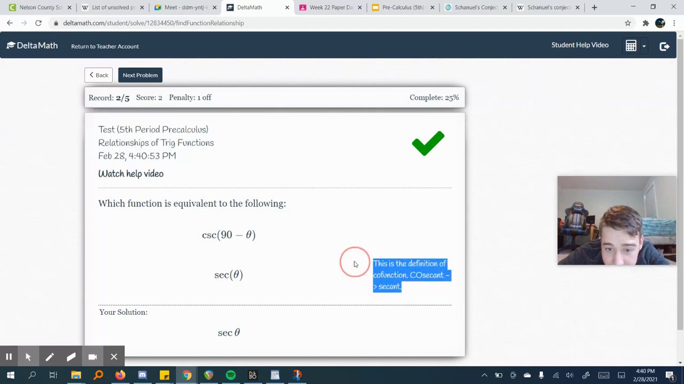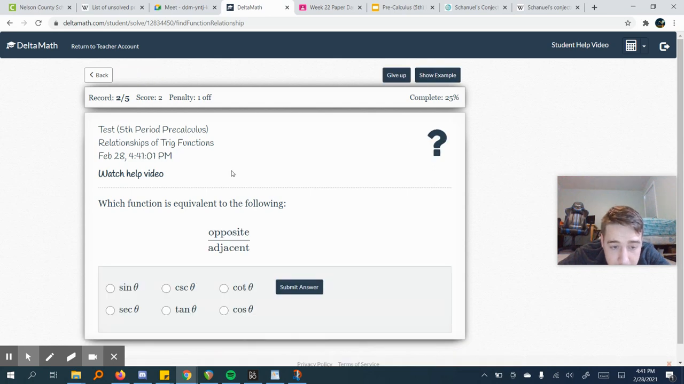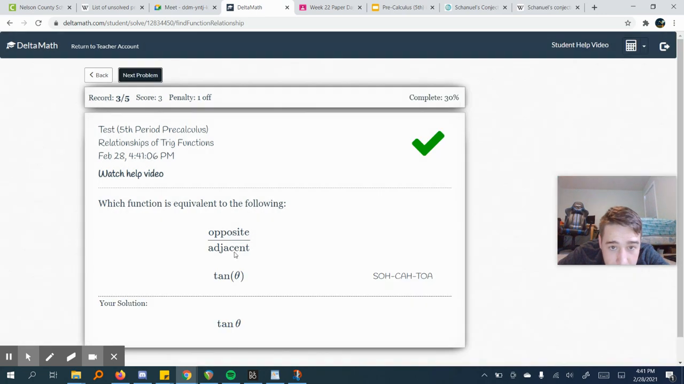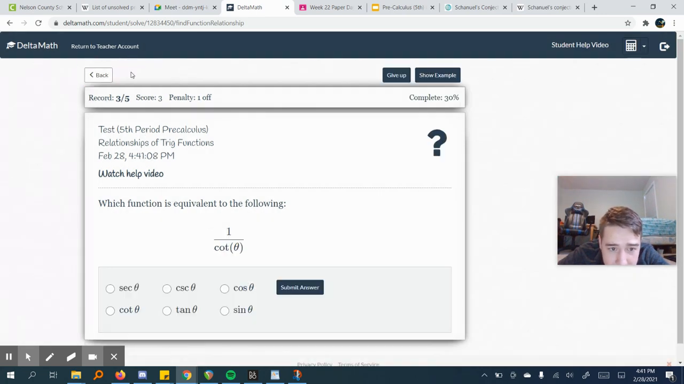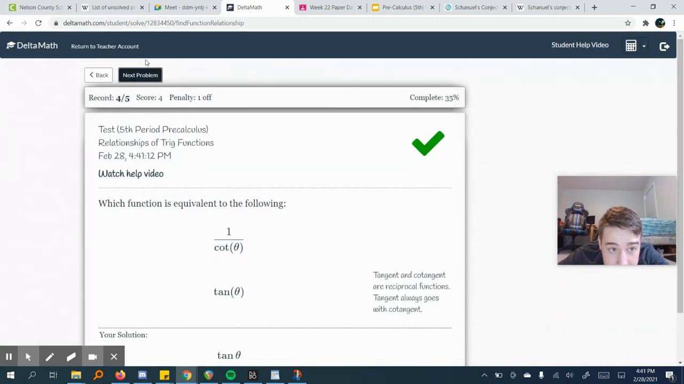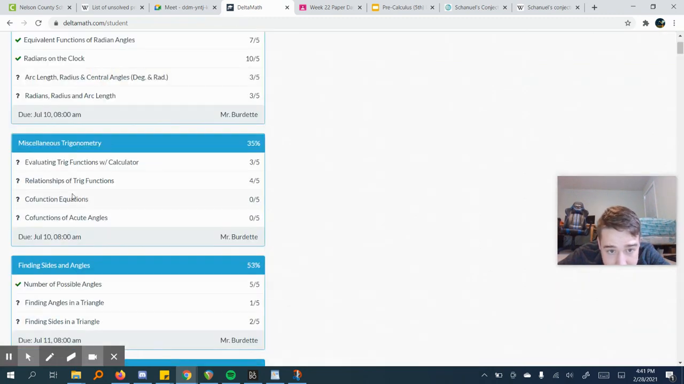So that is the definition of cofunction. Cosecant becomes a secant. Opposite over adjacent, SOHCAHTOA. And then really you're just going to be following these patterns. 1 over cotangent is tangent. Let's head into cofunction equations.